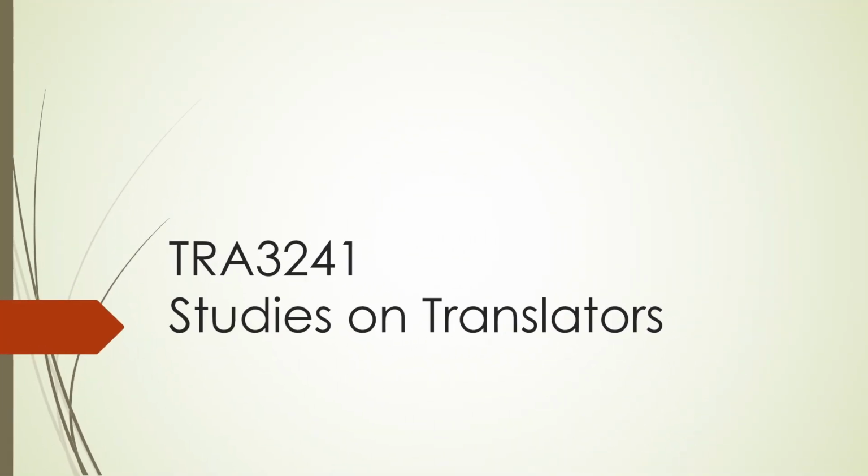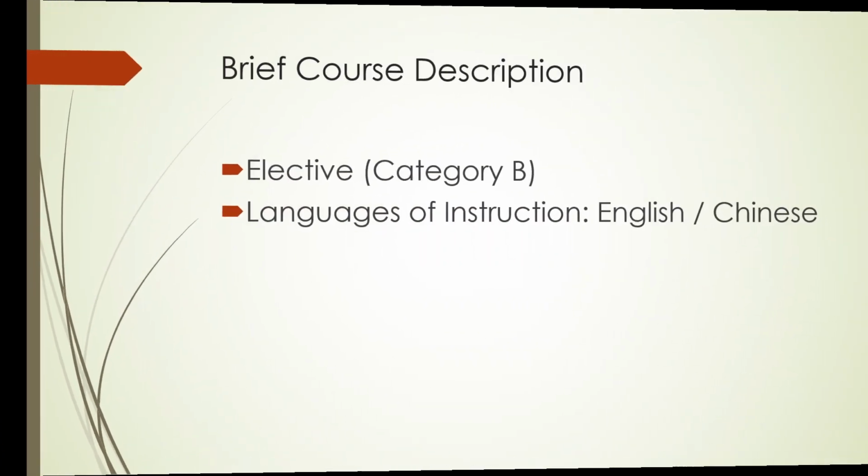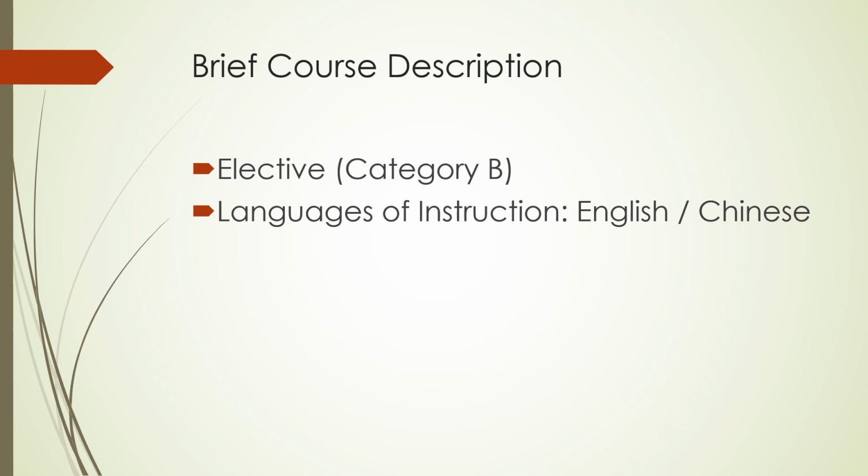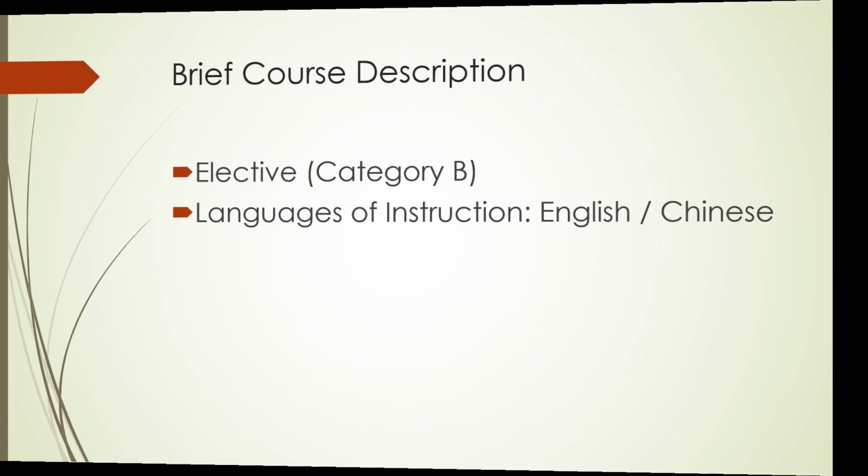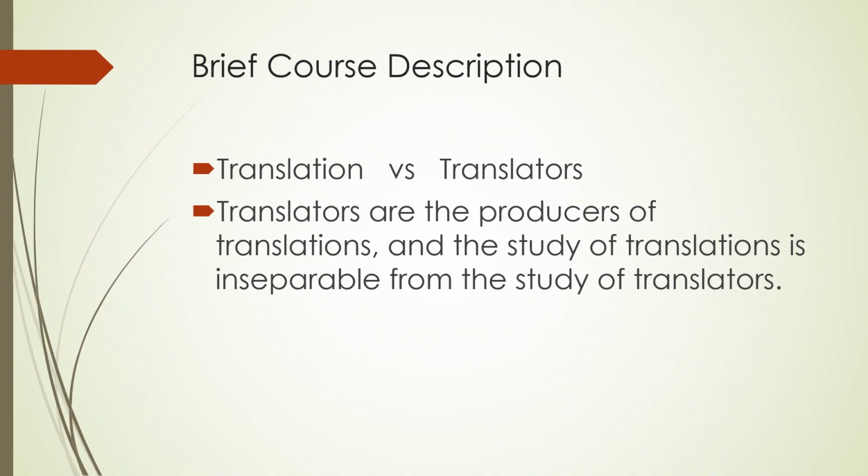In the coming academic year, we're going to offer a new course, TRA3241, Studies on Translators. This is a Category B elective course. We're going to use both English and Chinese as languages of instruction. As we know, translators are the producers of translations, and the study of translations is inseparable from the study of the translators.